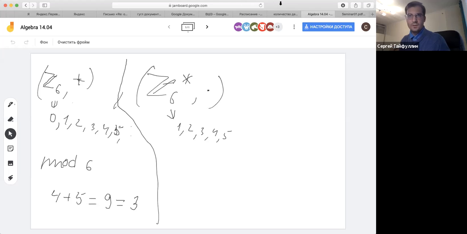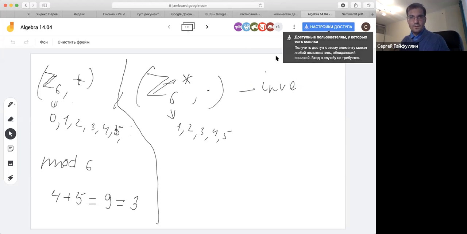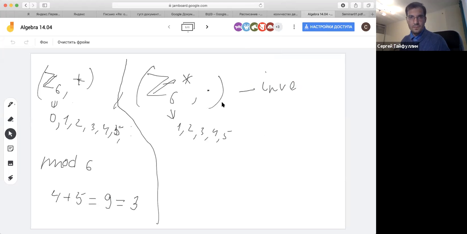Okay, I hope you understand the left group. And the right group is another group. This is just the invertible elements, invertible with respect to multiplication.